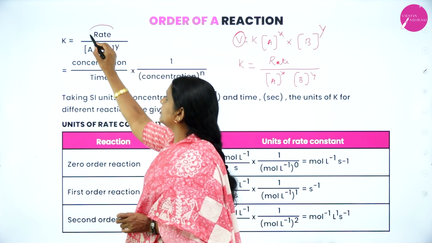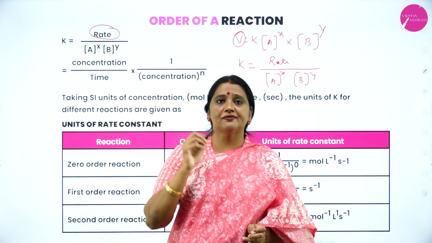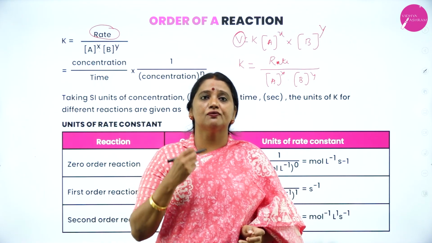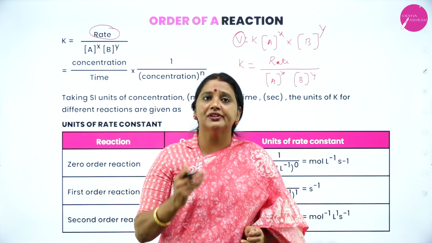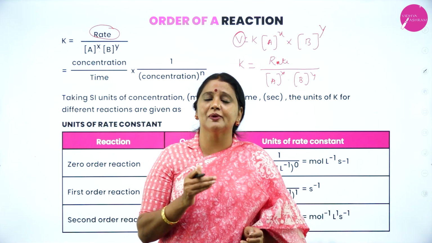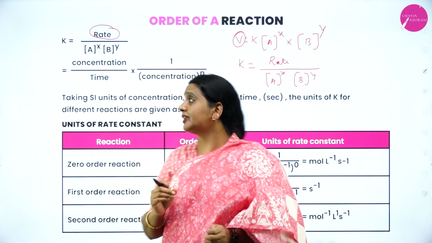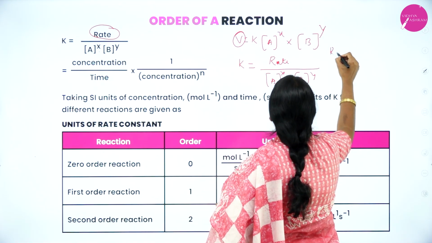So, you already know that was the one I can substitute in place of rate. Already in the first session, I had given the definition for rate of reaction. Rate of reaction is defined as the rate of change of concentration with respect to unit time. That is, rate is equal to change in concentration divided by time.